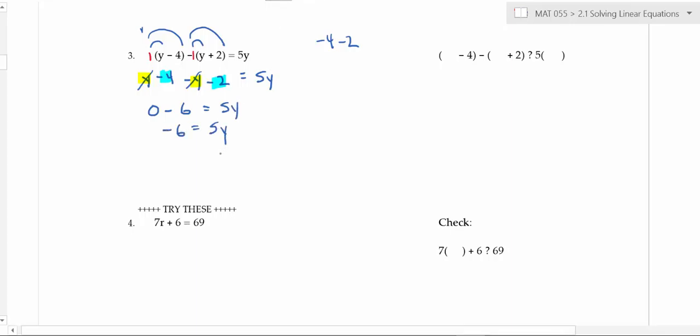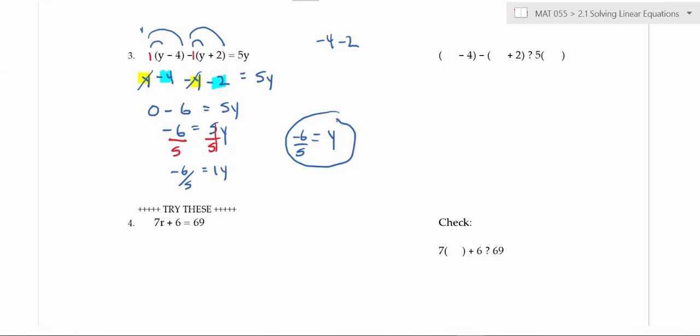Now what we're going to do is divide both sides by 5. That'll technically give you 1y is equal to negative 6/5. So you get the answer is y equals negative 6/5. Okay, so that's one way of doing that problem. That's the simplest way: collect your like terms, then you get your answer.